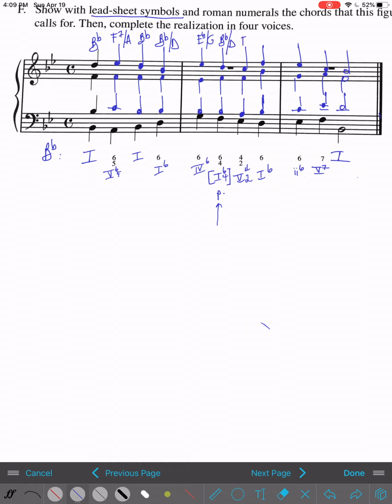This is F7/E flat. This is B flat/D. This is C minor/E flat. This one is F7. And then last but certainly not least, this is B flat, okay?